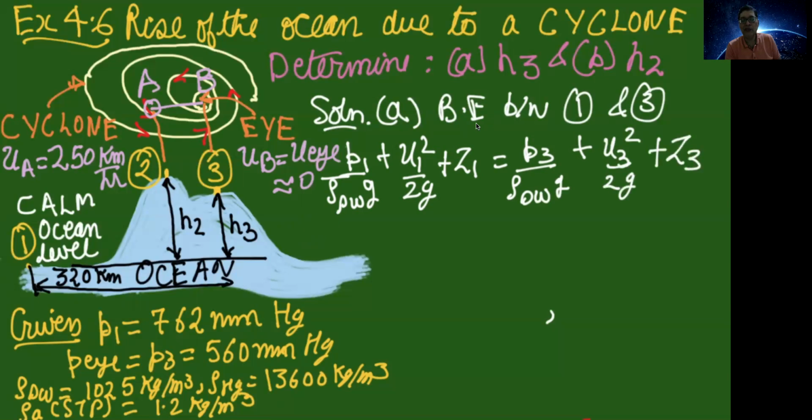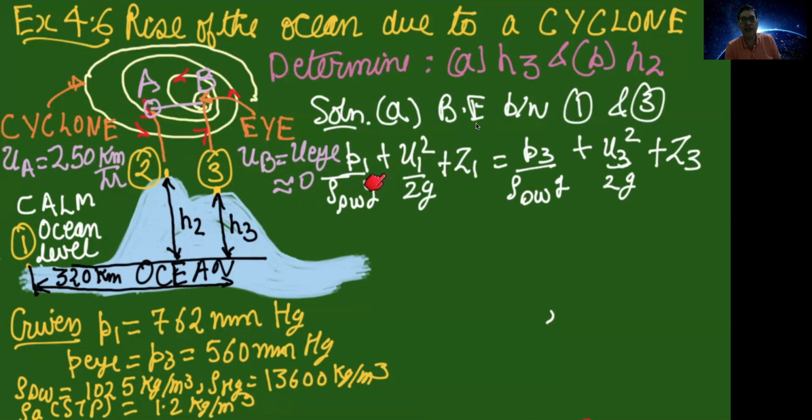Now, in this Bernoulli's equation, P1 corresponds to 762 mmHg, which is given to us, which is atmospheric pressure. Here we'll make an approximation that at the free surface of this sea, the change in the velocity is negligible. So we'll assume U1 equals U2 equals U3. With this assumption, the kinetic energy on the left hand side and right hand side will cancel.